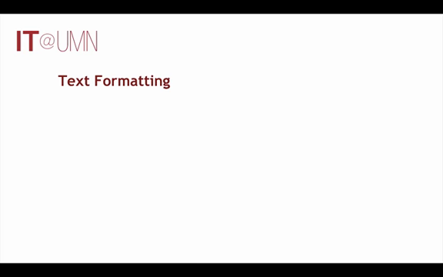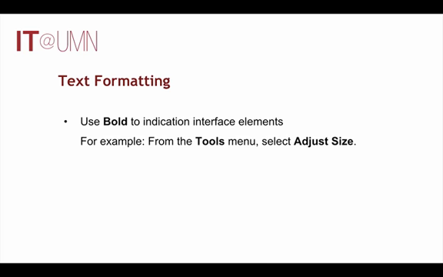And then finally, I just want to mention a couple things about text formatting. Use bold to indicate interface elements. For example, I have a step here that tells the user to go to the Tools menu and select Adjust Size. And so I've called out with bold the items that they're going to see on their computer screen.